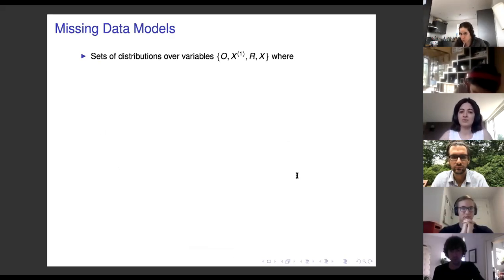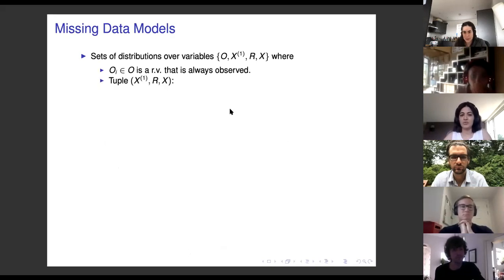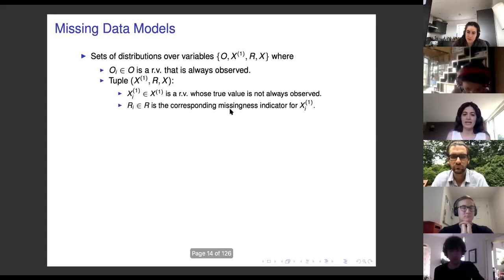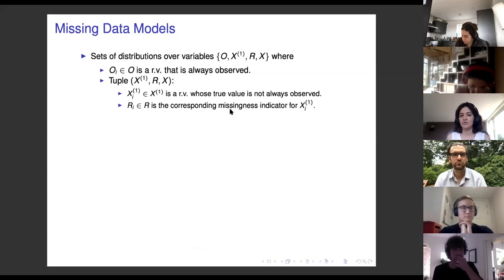So there are really sets of distributions over two types of variables: variables that are always observed, denoted by O, and a tuple over variables that are sometimes missing. So what is in the tuple? There is X superscript (1), which denotes the set of variables that are potentially missing. We want to distinguish them from what we actually observe by putting this superscript (1); we call them counterfactuals also. And there are also these missingness indicators, R, that correspond to the variables in this set of counterfactuals. R equals 1 denotes that the random variable is actually missing.